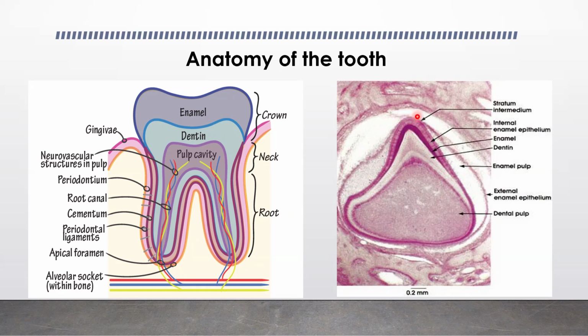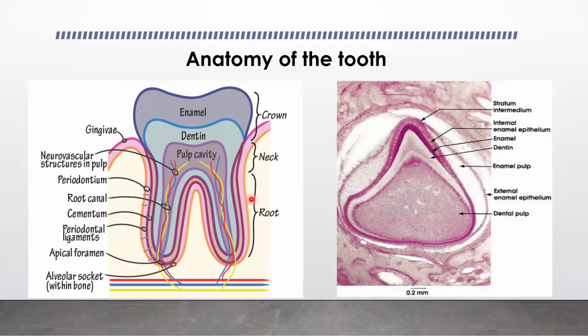Then you can appreciate, you will have three types of epithelium, or maybe two, and then maybe a middle one. So you'll have an outer one, an external enamel epithelium, and then we'll have now an enamel pulp, and then I will have an intermediate part, the stratum intermedium, then I will have an inner part, that is the internal enamel epithelium.